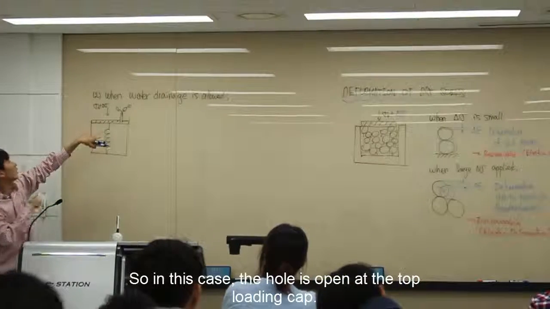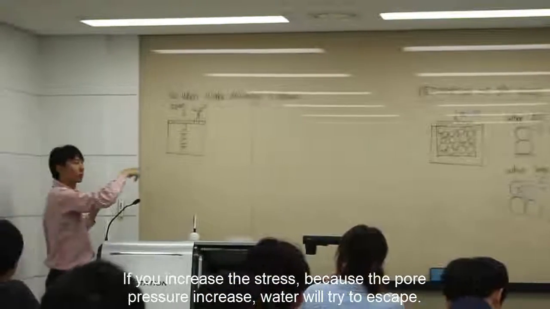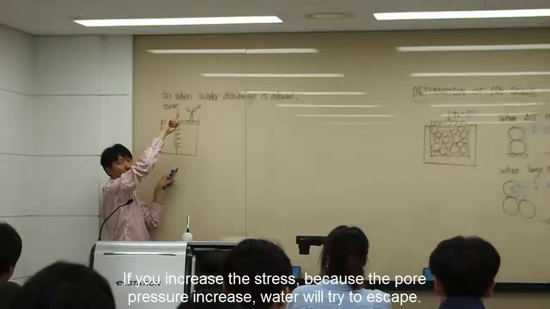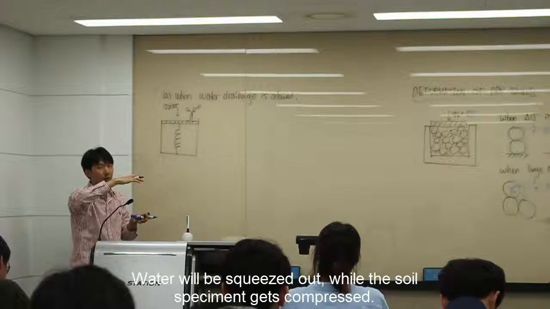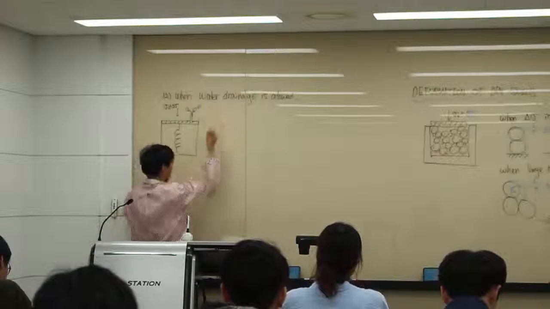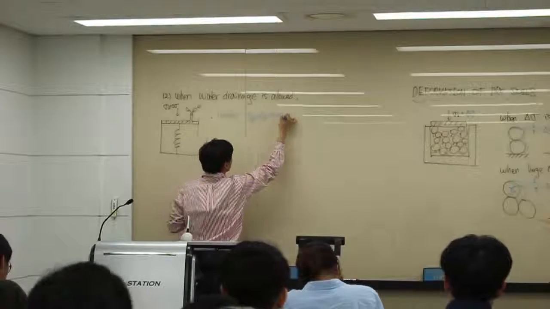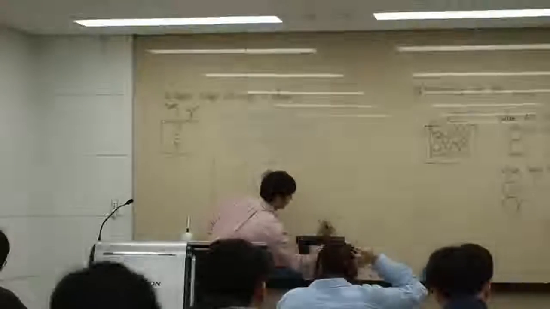In this case, the water can drain, because now the hole is open at the top loading head. When you increase the stress by delta sigma, the pore pressure will increase, so the water will try to escape. Right? So water will be squeezed out while the soil skeleton gets compressed. Now think about the pore pressure.